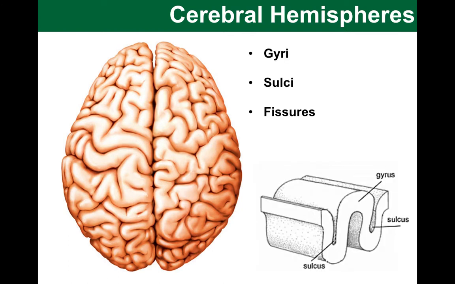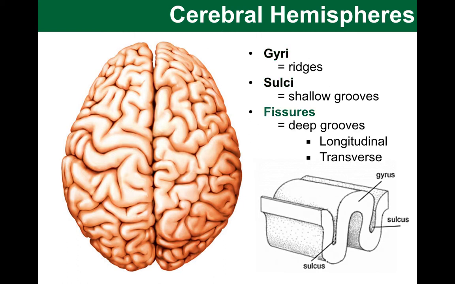There are a few surface markings that I want to review with you. The gyri refers to the ridges or bumps, if you wish, while sulci are grooves or depressions. And finally, fissures are very deep or prominent grooves, and there are two types of these, longitudinal and transverse. Let's have a look at these.